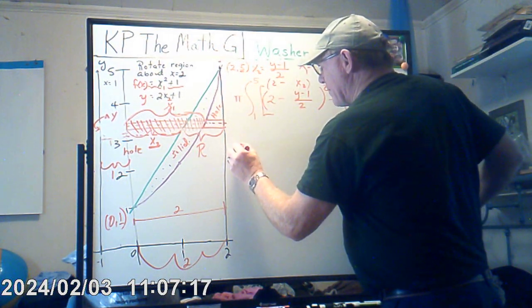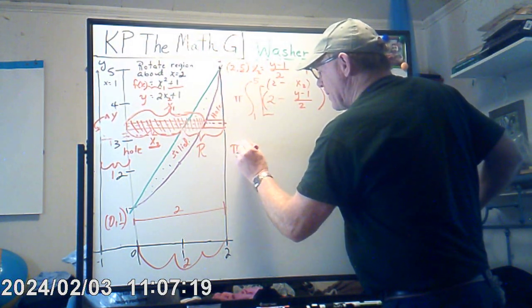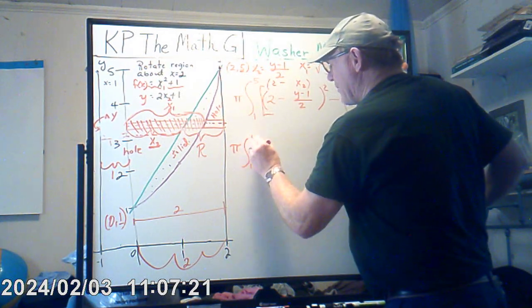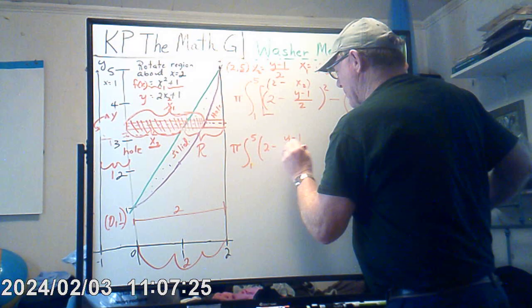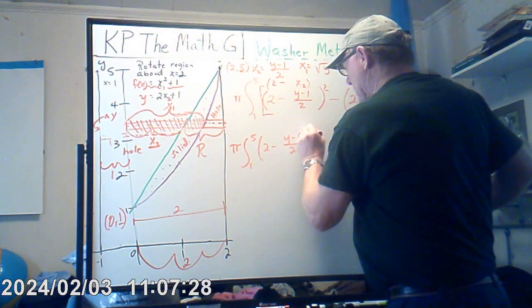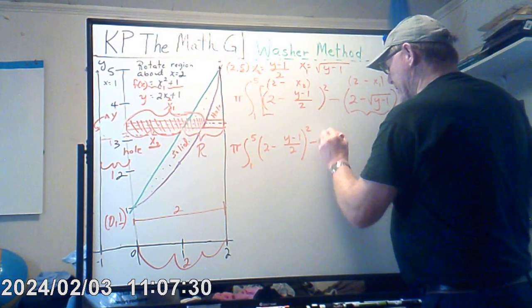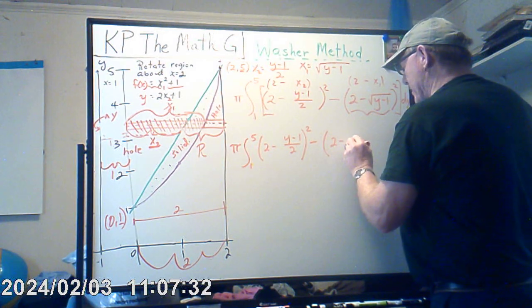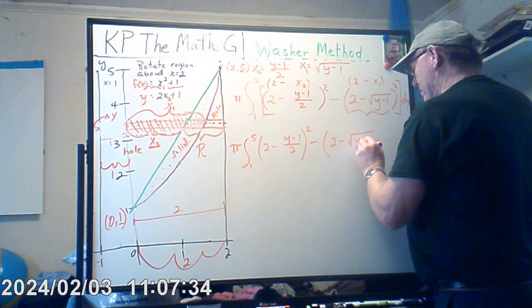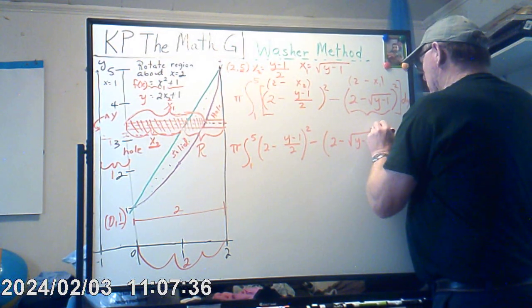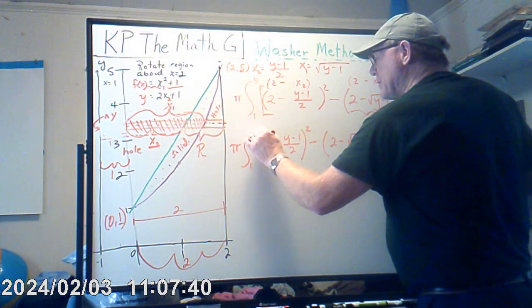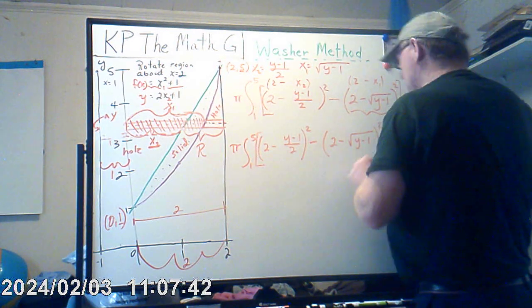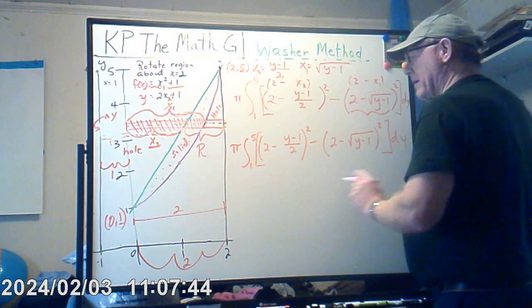So let's write it where we can read it a little better. Pi, integral from 1 to 5, of 2 minus (y minus 1) over 2, minus 2 minus the square root of y minus 1, close it in, dy.